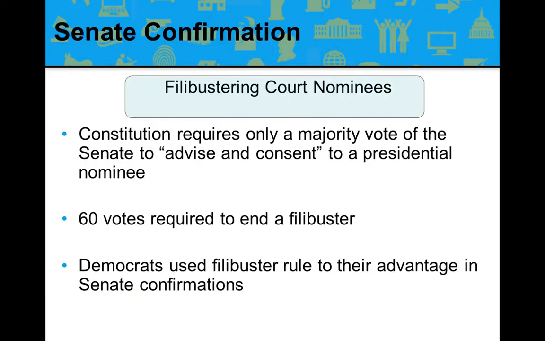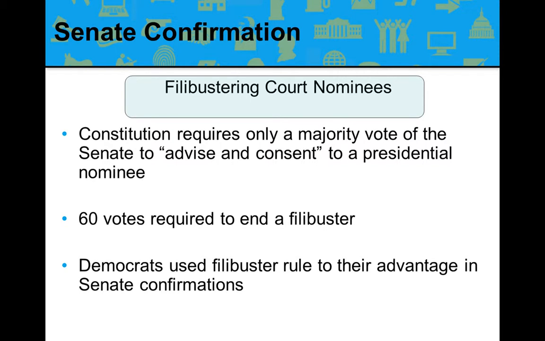All right, well, how do you confirm, and then how do you prevent someone from being confirmed? Many times you have an effort to filibuster court nominees. Remember, the Constitution requires only a majority of the Senate to advise and consent to a presidential nominee. That means 60 votes are required, okay? So if you're wanting to block a nomination, you might filibuster. But unless you have more than 40 votes, you can't filibuster because 60 votes will end a filibuster.